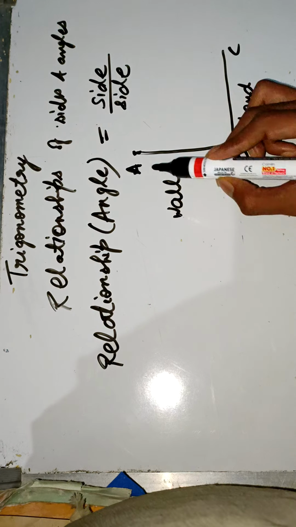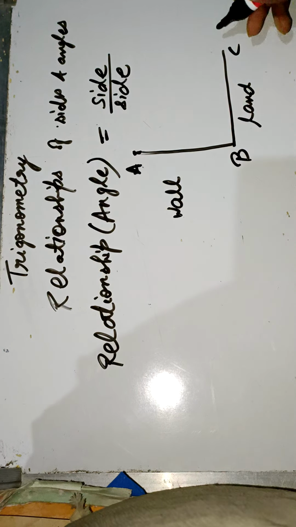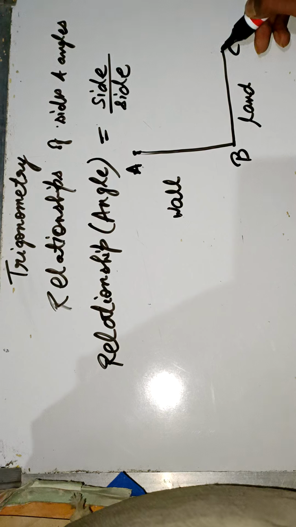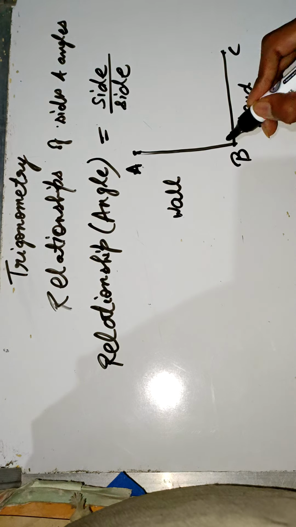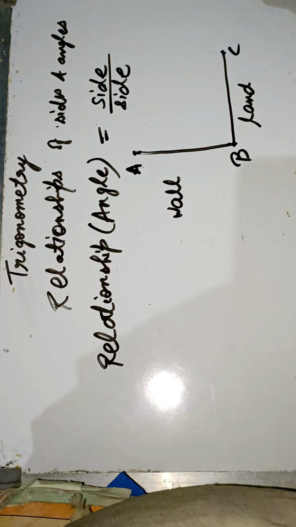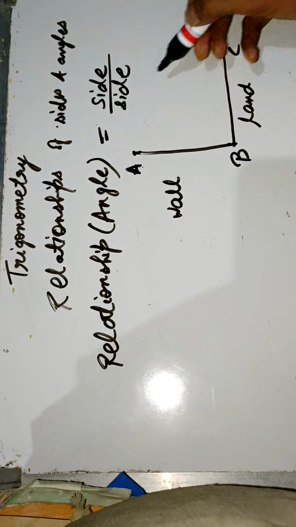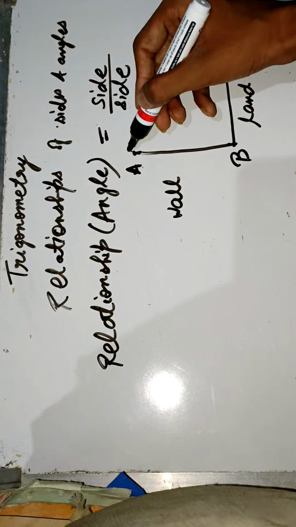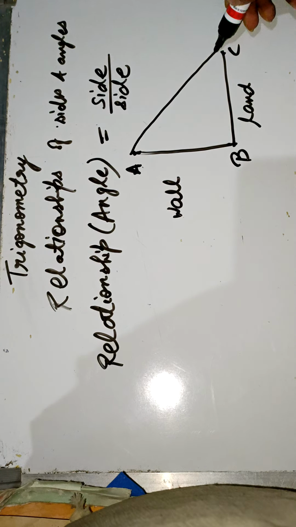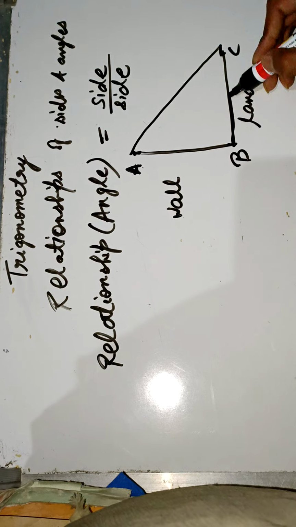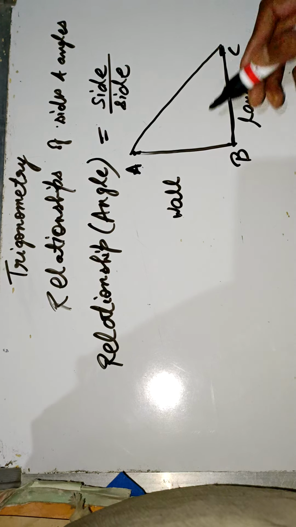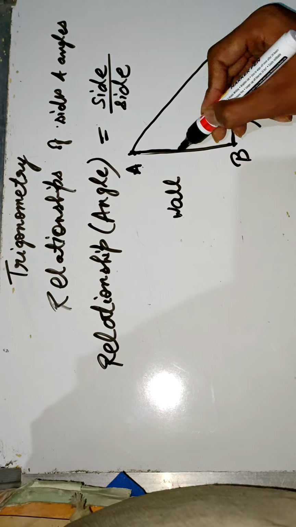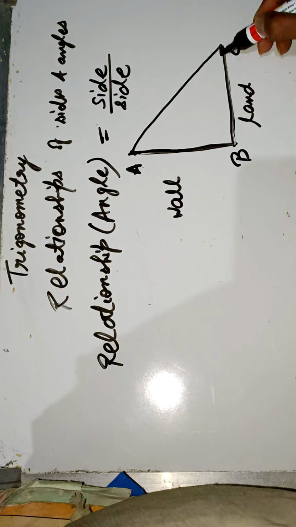So if we have to reach point A of the wall, we can go from point C to point B, and then from point B to point A, or what can be the other path that we can take? We can take a ladder from point A to C. Whenever we are talking about triangles, this scenario can be seen. This forms a particular triangle.